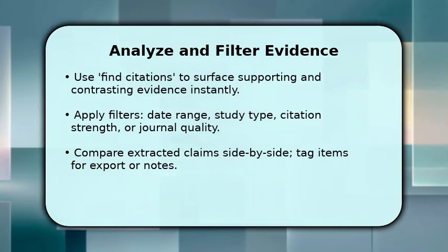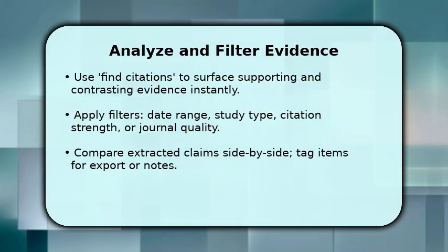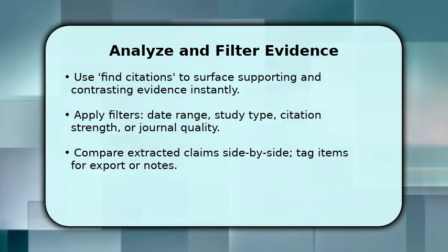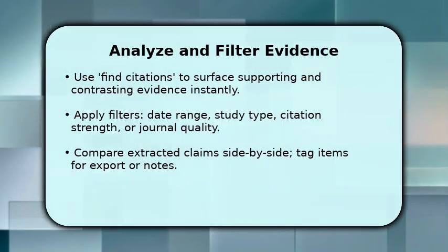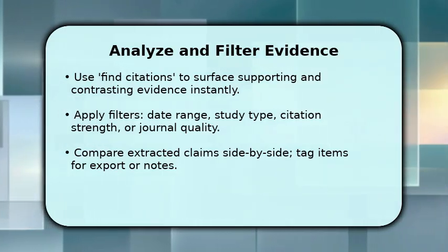Ask Scite to find citations for the highlighted claim, and it will return supporting, contrasting, and mentioning evidence. Then filter results by date, study type, or citation strength to reduce noise. This narrows to the most relevant work quickly.